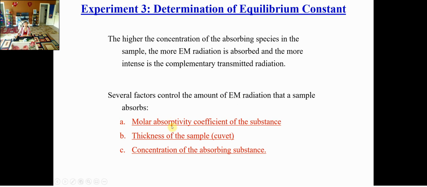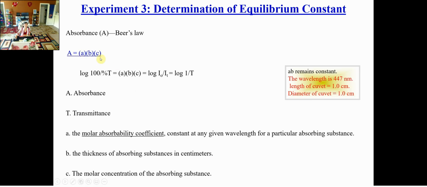The first one is called the molar absorptivity coefficient. Different substances have different molar absorptivity coefficients. The second variable is the thickness of your sample. In this case, you are going to use a liquid sample. You place it in a cuvette. The distance between the two planes of your cuvette is the thickness of your sample, also the pathway of your light. And the concentration of the absorbing material is what you are going to study. Again, as we mentioned, we use Lambert-Beer's law.